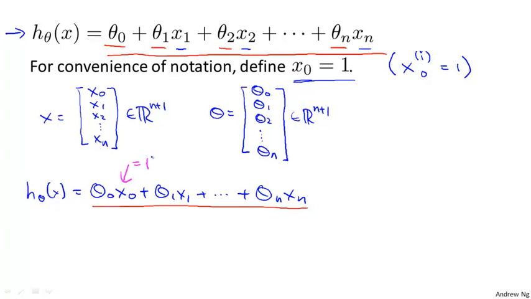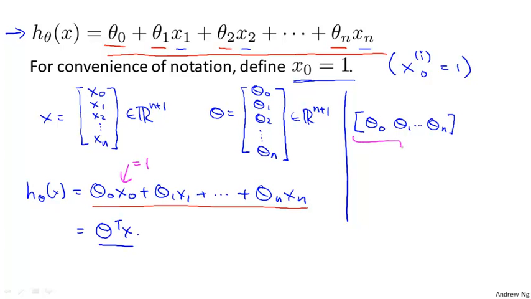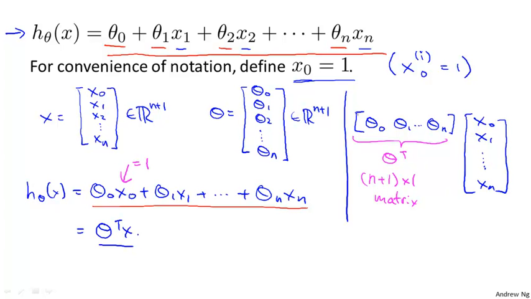And the neat thing is I can now take this form of the hypothesis and write this as theta transpose x. Depending on how familiar you are with inner products of vectors, if you write out what theta transpose x is, it is this: theta 0, theta 1 up to theta n. So this thing here is theta transpose, and this is actually an n plus 1 by 1 matrix. It's also called a row vector. And we take that and multiply it with the vector x, which is x0, x1, and so on down to xn. And so the inner product that is theta transpose x is just equal to this.